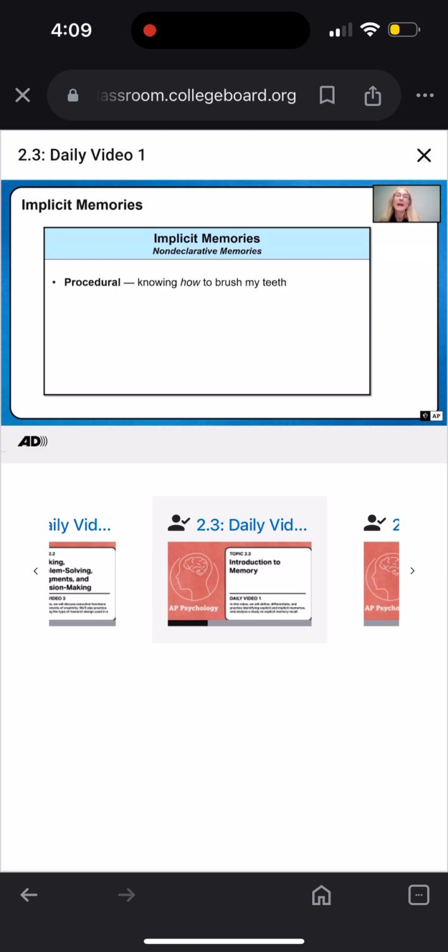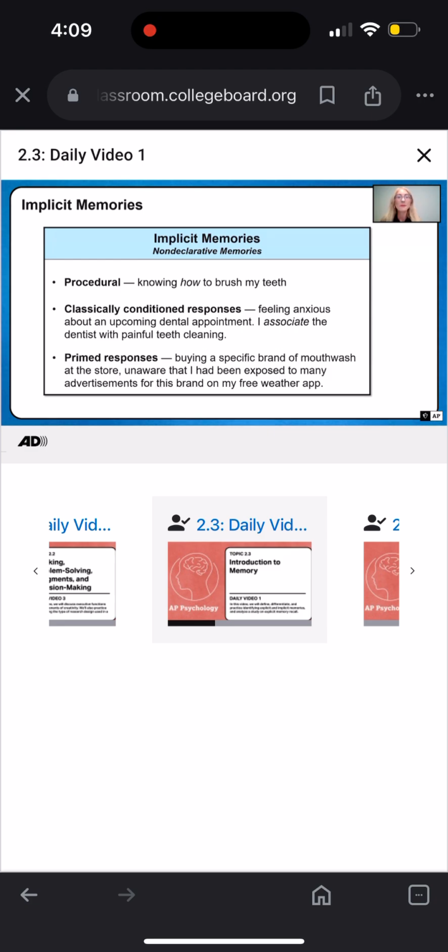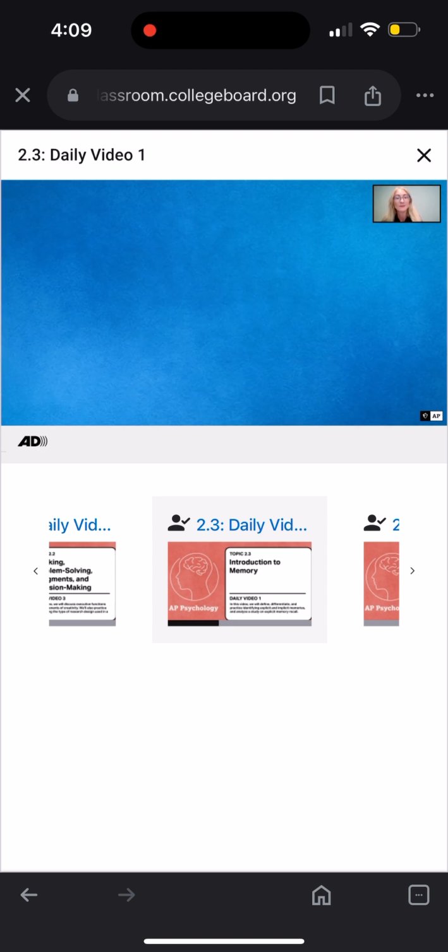Procedural. Knowing how to brush my teeth is a procedural memory, kind of like buttoning your shirt or climbing up a flight of stairs. Classically conditioned response. In this example, I might feel anxious about an upcoming dental appointment. I associate a dentist with painful teeth cleaning, and I kind of wince every time I think about going to the dentist. And finally, for primed responses, I go out to buy mouthwash after going to the dentist, and I'm at the store and unaware that I've been exposed to many advertisements for a particular brand. I actually select that brand off the shelf.